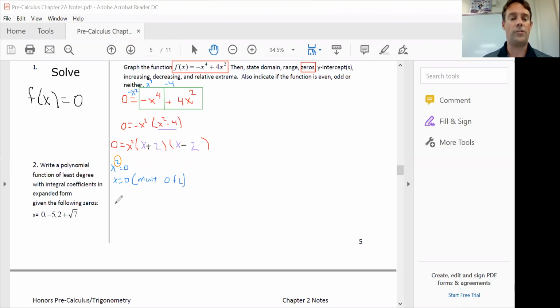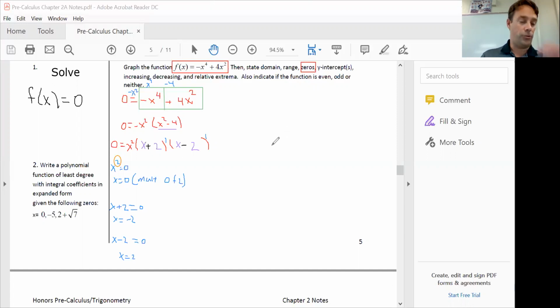I take my next factor, x plus 2, and that means the root is -2. Its exponent was 1, so that means no multiplicity. x minus 2 equals 0. So x equals 2, a multiplicity of 1.